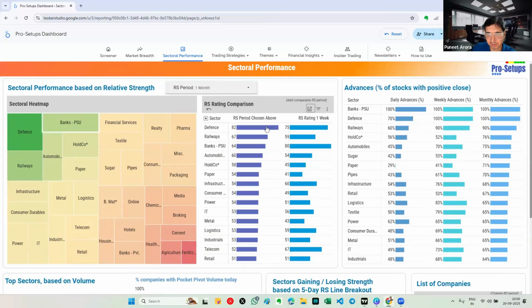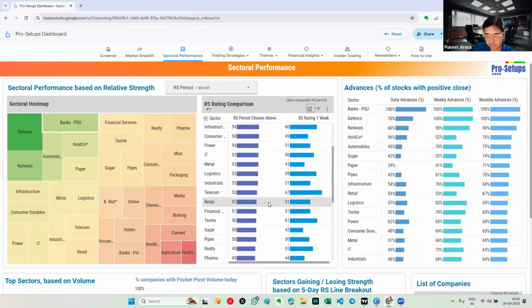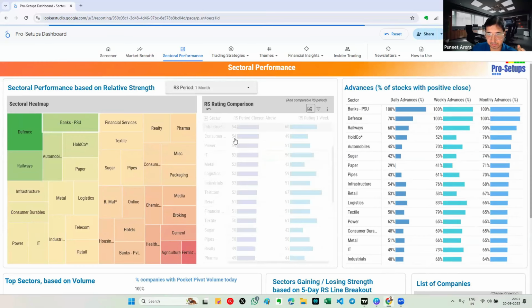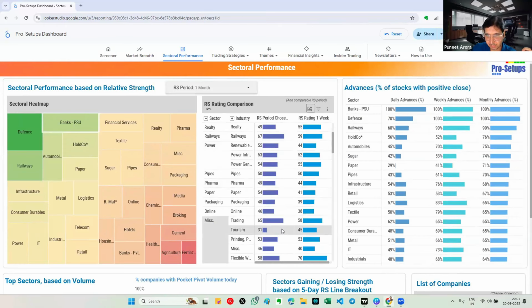Here we can see that defense is already strong. Bank PSUs have moved from 64 to 80. Infrastructure stocks 54 to 60. Telecom, one can have a look at telecom names. We can further drill it down to industries, right?